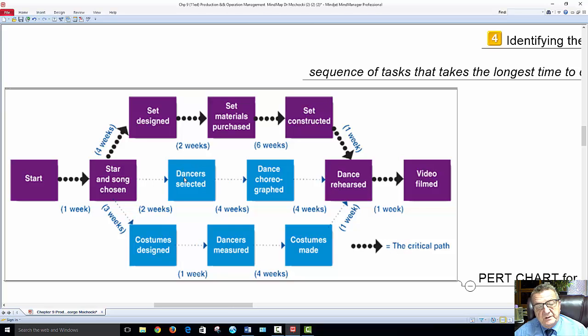All this other stuff could come in here, but I have to do all this first. And so this has to be completed, and this could be done at different times, but it's not going to stop me if the dancers aren't selected, or the rehearsal I needed, or the dancer's measurements, or the costume is not made. I could do all this before the video, but I need that at different time frames.